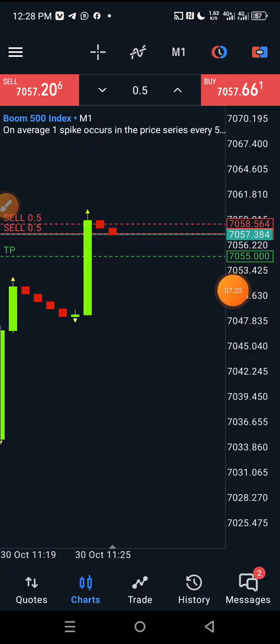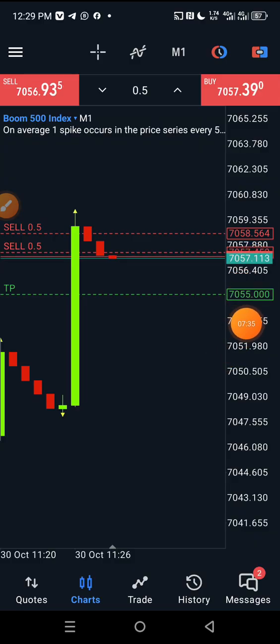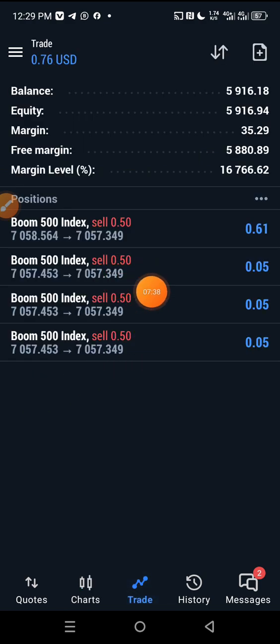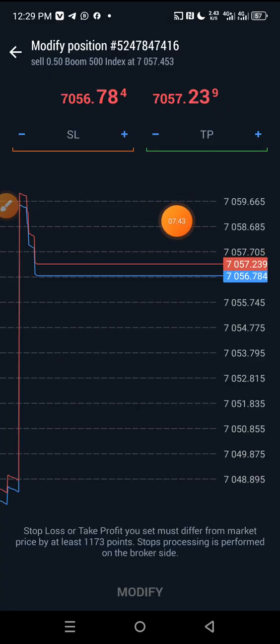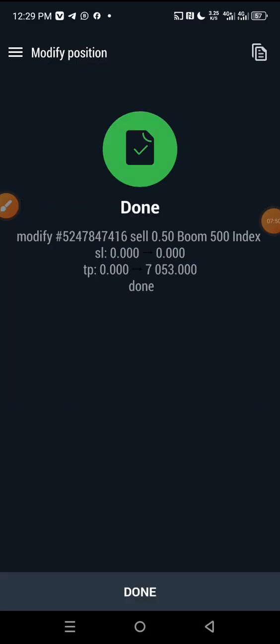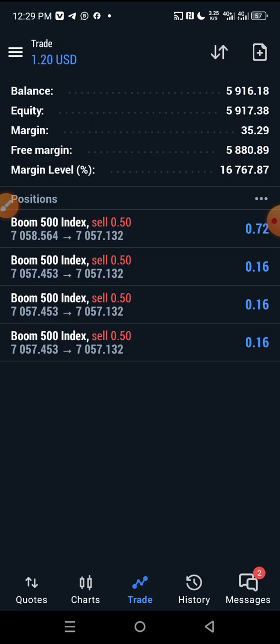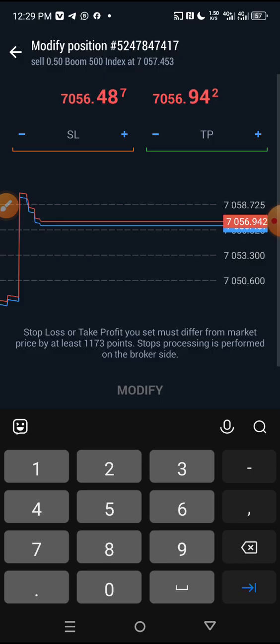Like this one, I just executed three. Now we can decide to use 70.53, or 70.56 here. Oh, it's too close. 70.53, I see it. Let's use it. Done. That means on each of these trades we press and hold, come to modify position, and put 70.53, because that is the price level at which we instruct this market to close. Let me use the next one, 70.54, one pip different.